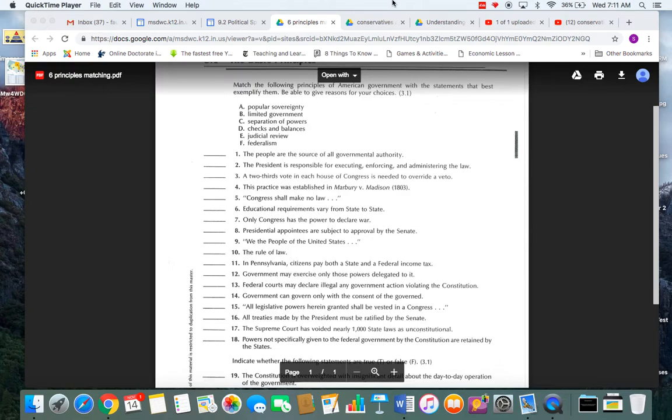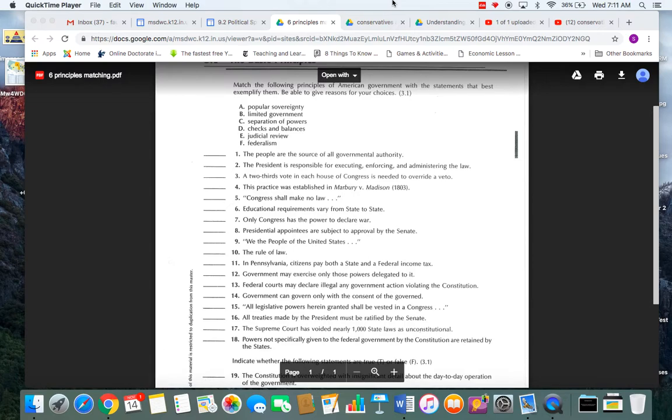Government can govern only with the consent of the governed. That is the people. The people are the source of power, and the government gets its power from us. We are the boss, popular sovereignty. All legislative powers herein granted shall be vested in a Congress. Once again, we're just looking at one branch of government and the specific powers that are given to it. So that is separation of powers. All treaties made by the President must be ratified by the Senate. The Senate has to check the President's treaties, and if they do not ratify them, then they do not go into effect. So we have checks, which balances the power, checks and balances.